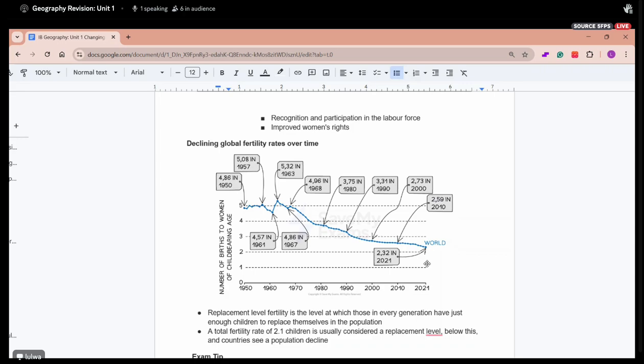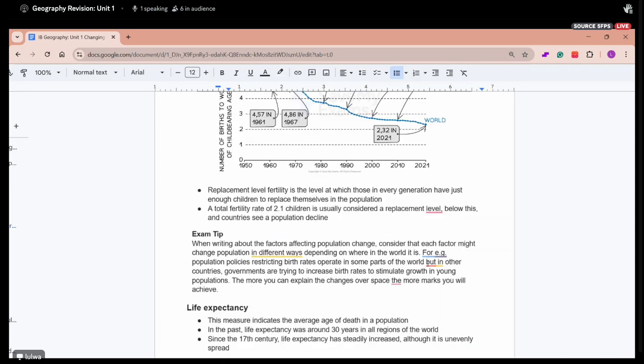An exam tip: when writing about factors affecting population change, consider that each factor might change a population in different ways, depending on where in the world it is. For example, population policies restricting birth rates happen in some parts of the world, but in other parts they're trying to increase birth rates. So the more you explain the change, the more marks you'll receive, because the more you recognize that each country has its own unique response, the clearer and more cohesive your answer will be.